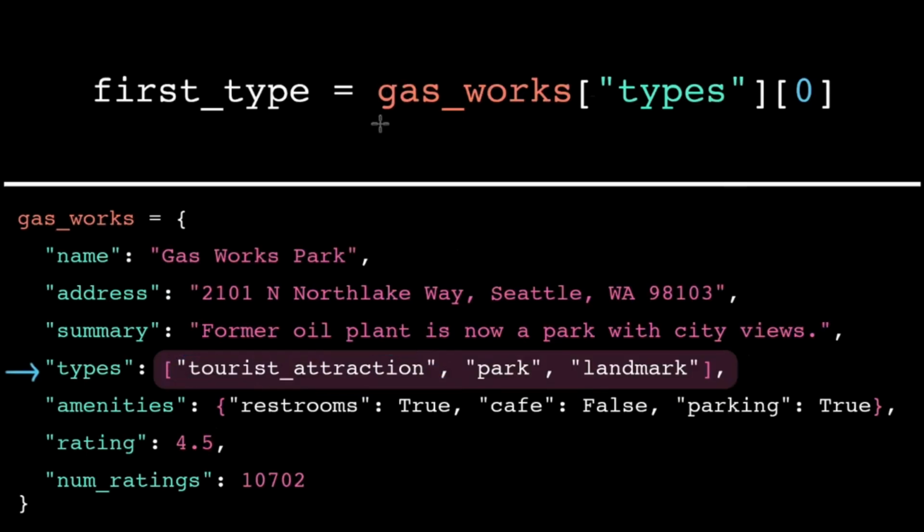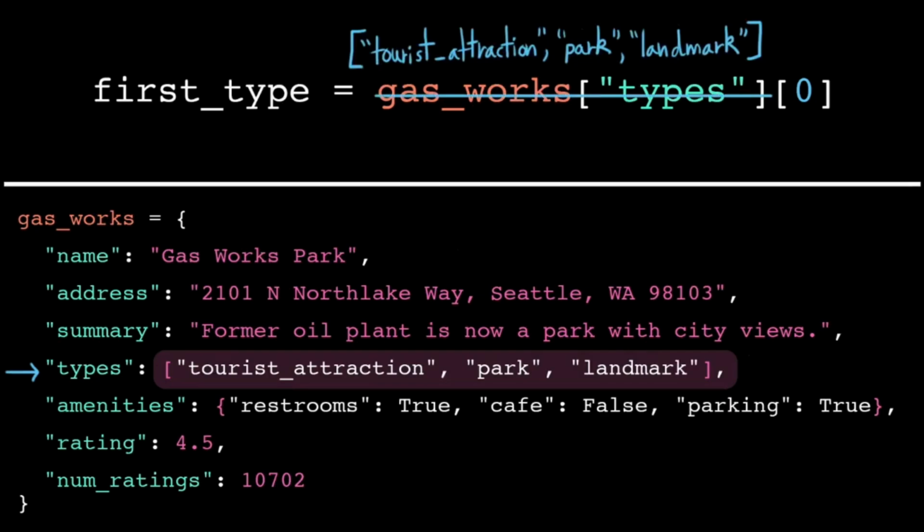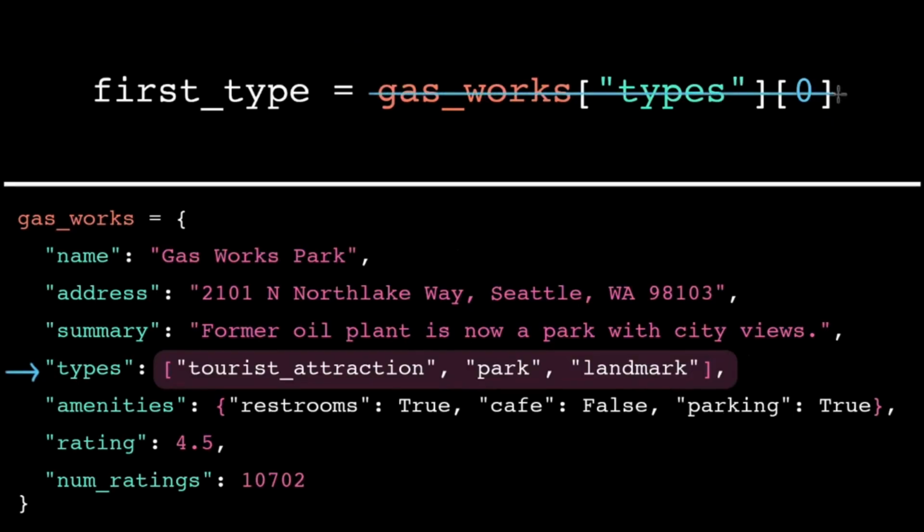So, the first part of our expression accesses the variable gasworks, and from that, it looks up the key types. That gives us our list, which we can substitute back into the expression. And now we simplify again. We're operating on the list now, and we're accessing the element at index 0. So this whole thing evaluates down to the string tourist attraction, which we store in the variable first type.